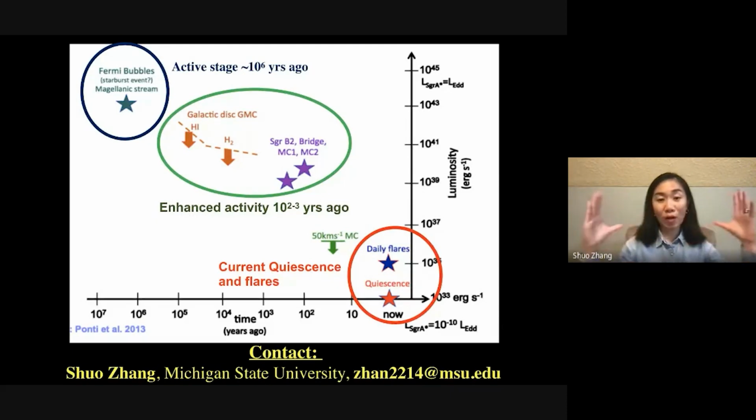However, if you zoom out and look at its surroundings, it seems to suggest that it used to be a lot more active, with enhanced activity a few hundred and thousand years ago, and even a few million years ago. And what's causing that decline in activity, we don't have a definite answer yet, but hopefully we can give you such an answer in the next decade. I'm going to stop here and thank you for your attention.